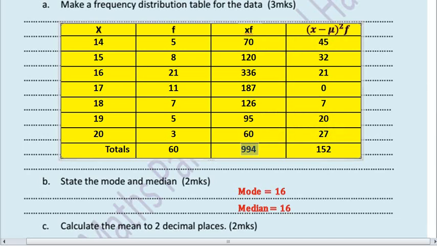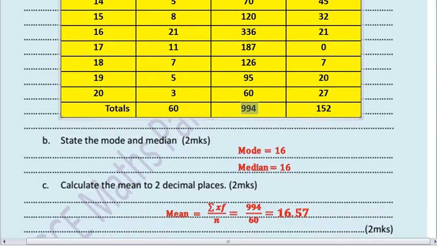994. And how do we calculate the mean? The mean is given by the summation of xf, that is score times frequency, divided by number of scores. That is 994 divided by 60, giving us a value of 16.57. And I'm giving it to 2 decimal places as the question requires.